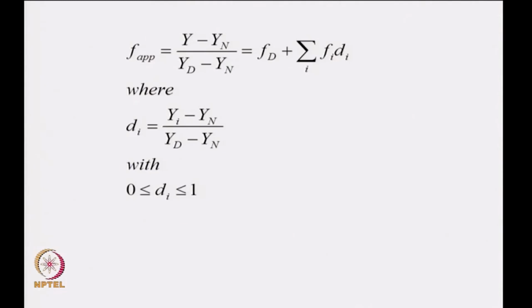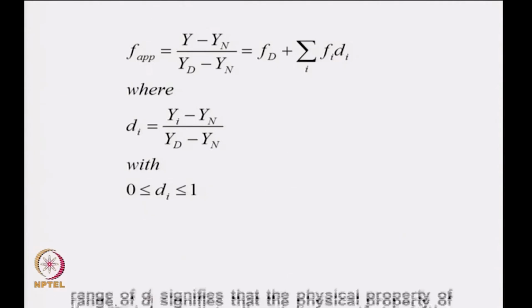The constraint is that d I is between 0 and 1. What do I mean by between 0 and 1? If d I is very close to 0, I am very close to the native state. If d I is very close to 1, I am very close to the denatured state. So, my assumption is that whatever intermediates I have, they have to be between the native state and the denatured state, hence 0 and 1, right.